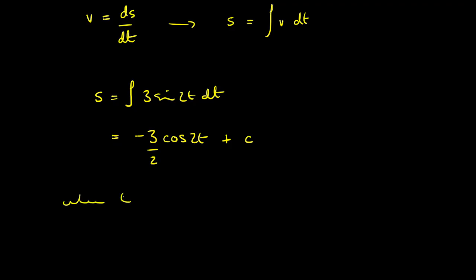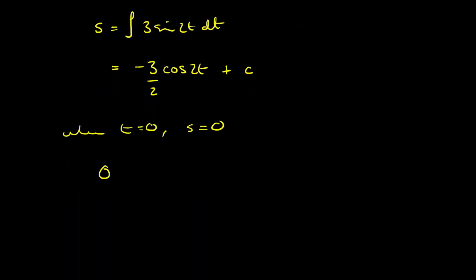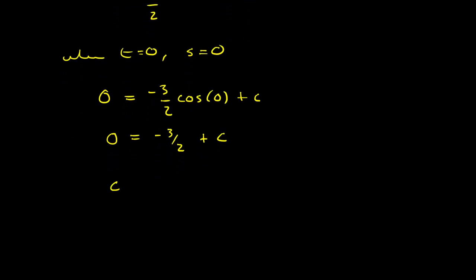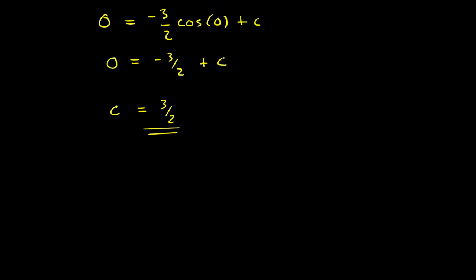When t is equal to 0, s is equal to 0. So 0 is equal to negative 3 upon 2 cos 0 plus c. Now, what is cos 0 equal to? Cos 0 is equal to 1. So 0 is equal to negative 3 upon 2 plus c, which means that c is equal to 3 upon 2. So actually, our curve is going to be displacement is equal to negative 3 upon 2 cos 2t plus the c, which is 3 upon 2. Right, so that is going to be our displacement.